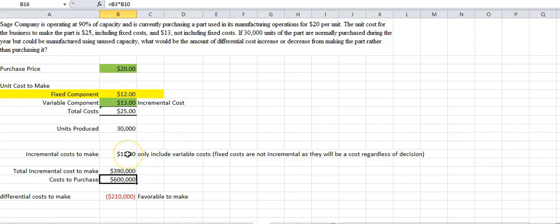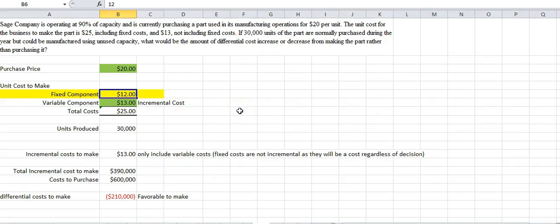But if I make it, it's going to be 13 times 30, 390. It's going to be cheaper for me to make it than to purchase it, because my differential cost is going to decrease by $210,000. Okay. So the key here is to understand why we don't include fixed costs.